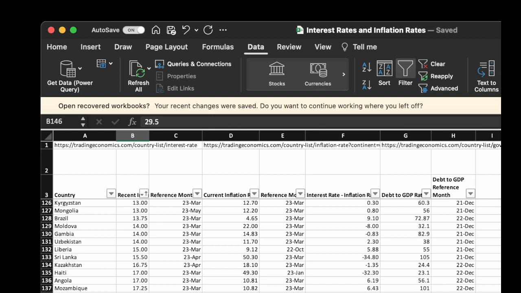Now these 3 were outliers, so they were more than 3 standard deviations above the average. So Venezuela 56.97, Argentina at 81, and then Zimbabwe at 150. So those are the 3 outliers.